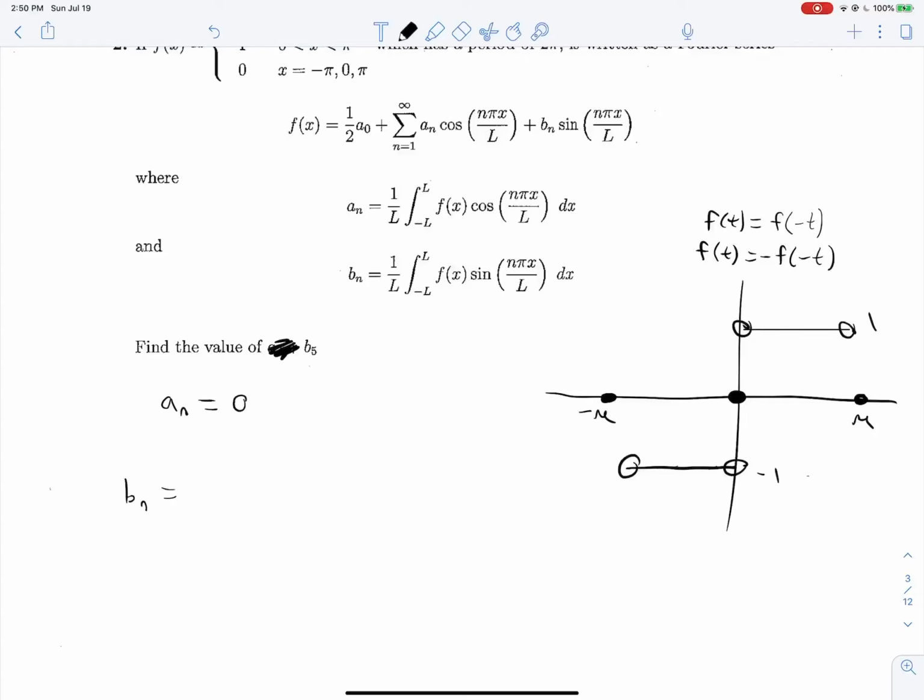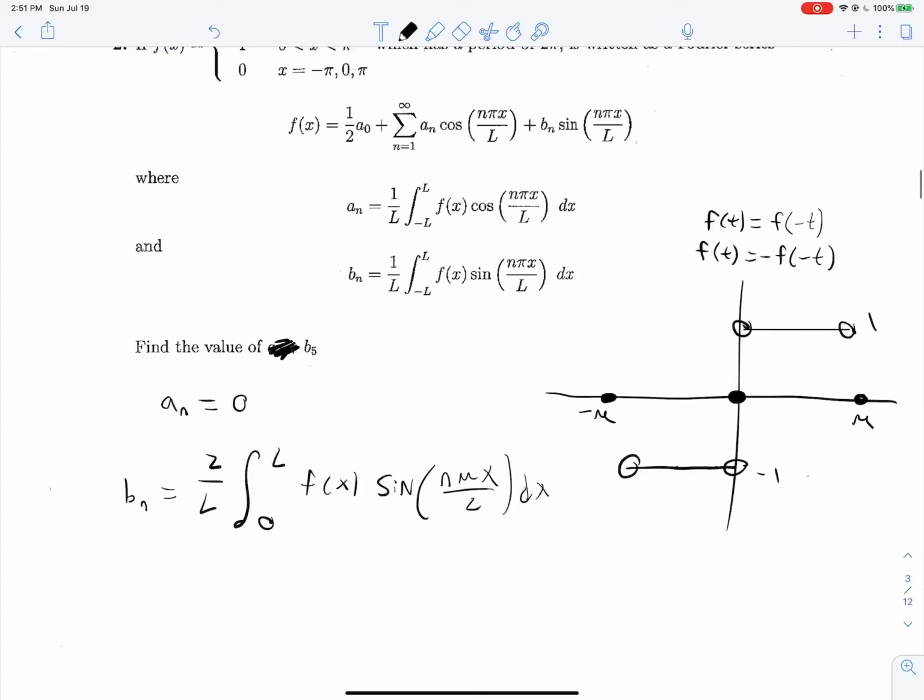Let's solve for bn. That will be 1 over L, integral from -L to L, f of x sine n pi x over L dx. But there are some things we can do here to make our lives a little bit easier. If we know that our function is just a sine series, instead of integrating like this, because we have an odd function, we can do this little optimization and actually integrate from 0 to L as long as we multiply by 2 there. This is just a symmetry property that we can take advantage of.